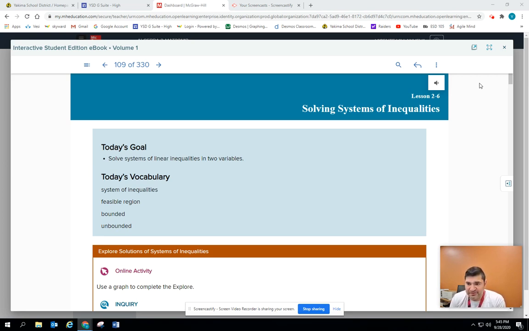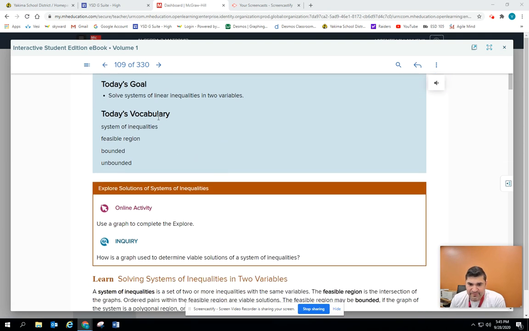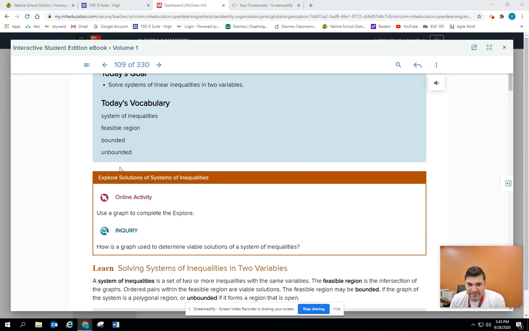Okay, so Lesson 2-6, which is right up here. Solving systems of inequalities. Today's goal is to solve systems of linear inequalities in two variables. Here's some of your vocabulary: system of inequalities, feasible region, bounded, and unbounded.